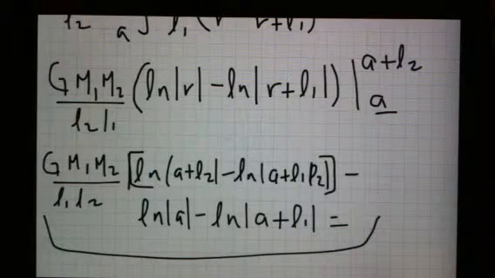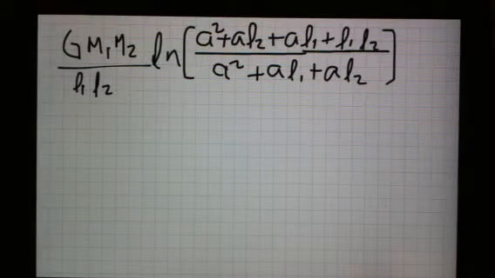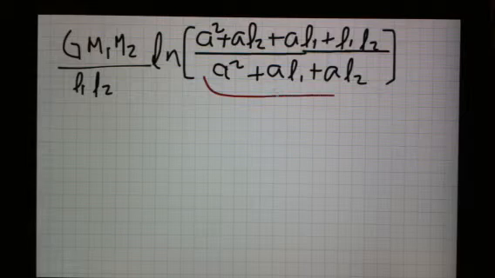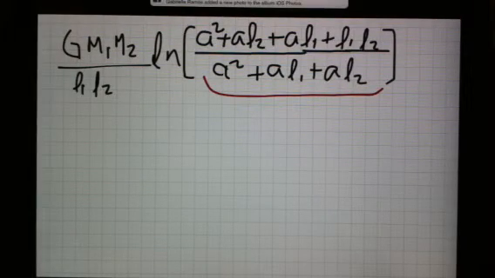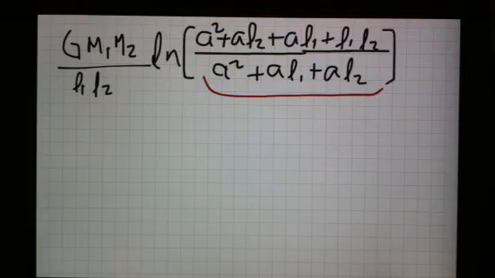It is very long, and it can be reduced to this. So G times mass 1 times mass 2 divided by length 1 times length 2 times the ln of all of this. I suppose it could be reduced a little bit more, but it will be a pretty long video. And this is my final answer.